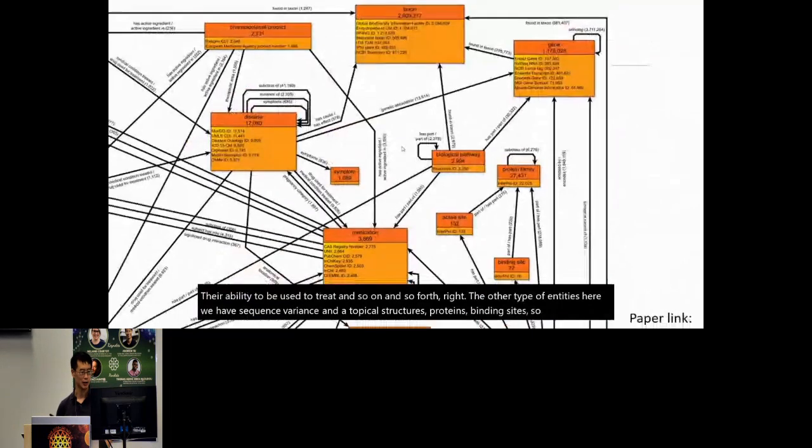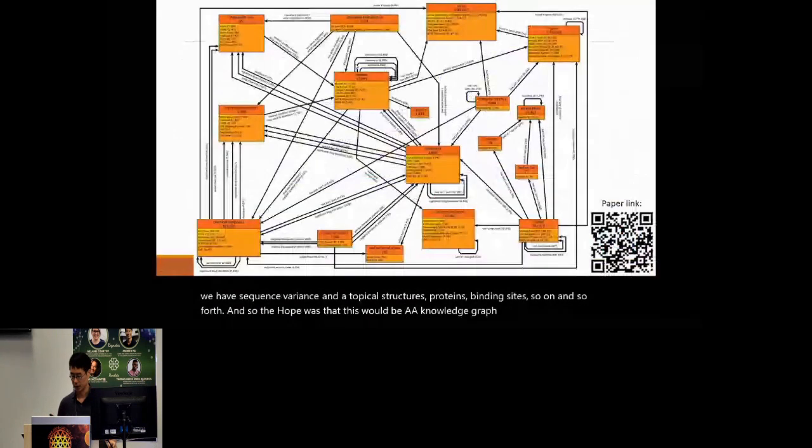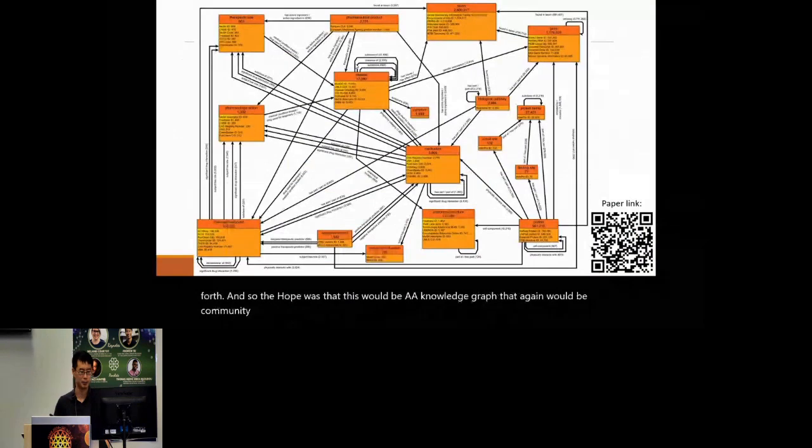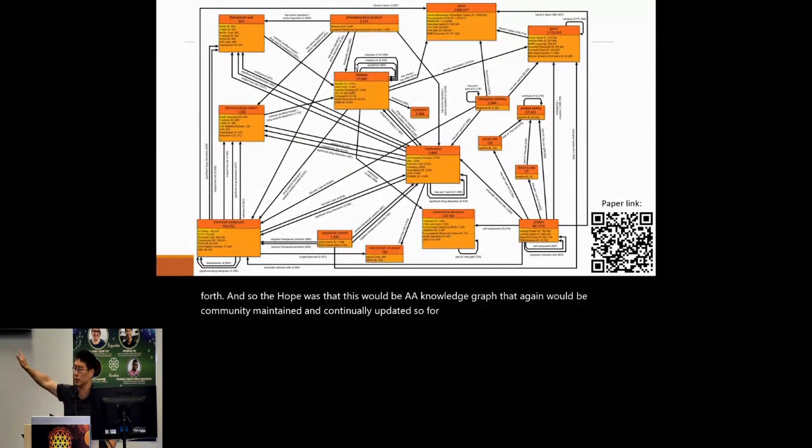And so the hope was that this would be a knowledge graph that, again, would be community maintained and continually updated. So for those who wanted to learn more about the GeneWiki project, there's another QR code there. So that's the first vignette I wanted to tell you about.